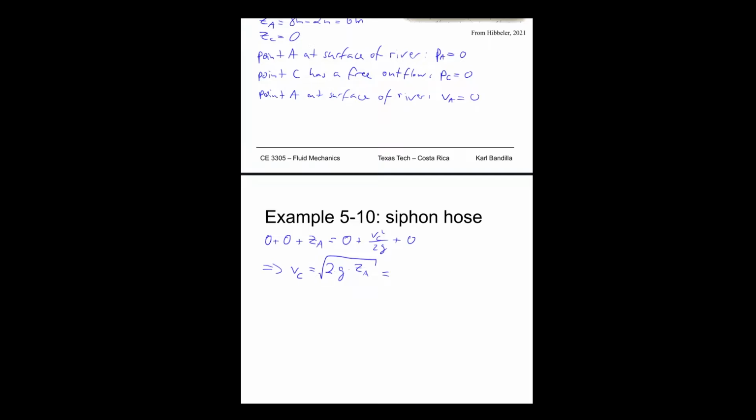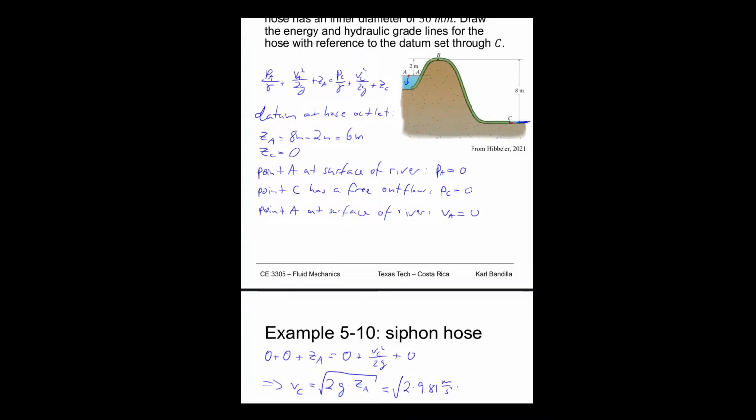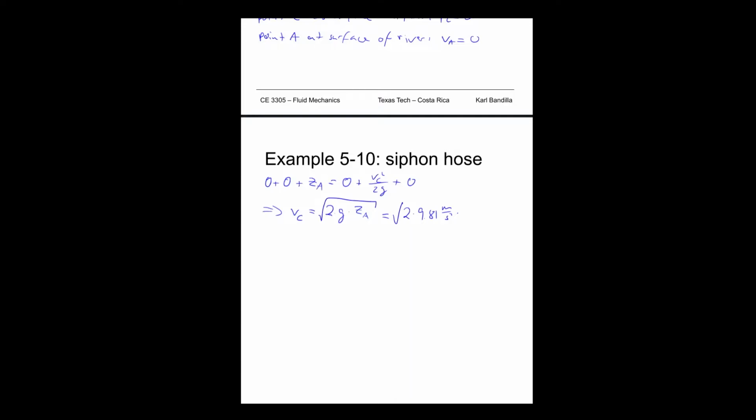Plug in some values here, right? So it'd be 2 times 9.81 meters per second squared times ZA. If we go up, almost see it, right? ZA, that was the height difference going down to Z. So that'd be 6 meters. And if we plug values in, that gives us 10.84988 meters per second. And then we're not asked for the velocity, we're asked for the volumetric discharge.